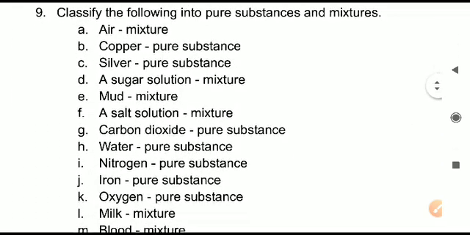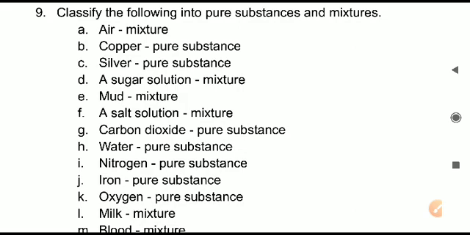Classify the following into pure substances and mixtures. Here different substances are written. We have to identify whether it is a pure substance or a mixture of different pure substances. First is air. Air is a mixture of gases. Second, copper is a pure substance. Silver is also a pure substance because these are elements.